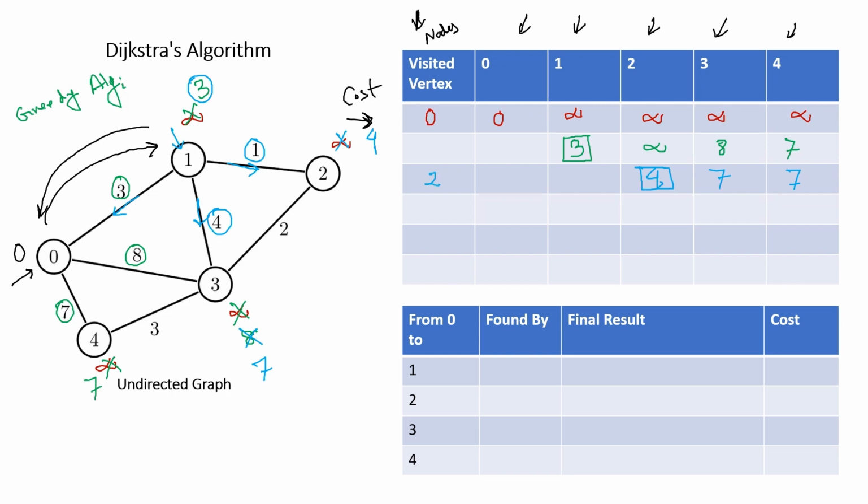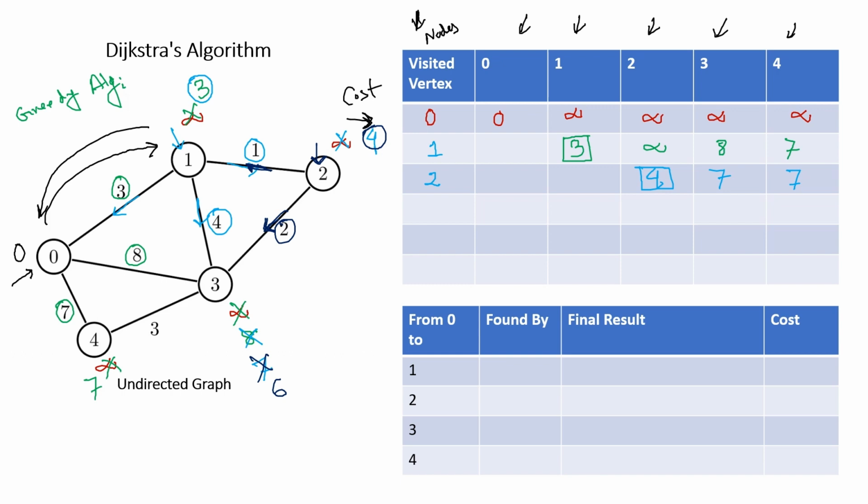Previously we visited 1. Now we are at 2. So from 2, we can go to 3. We could even go back to 1, but we are not going to do that because that is not what we want. We want to discover the best possible path, right? So from 2, we can go to 3. The cost of going to 3 is 2, and the cost of going to 2 is 4. So 4 plus 2 is 6.